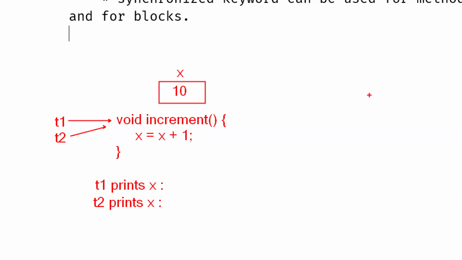That we don't know. Suppose T1 is picked up first, then T1 will execute the instruction X is equal to X plus 1. 10 plus 1 is 11. Correct? After T1, if T2 gets the chance, then T2 executes X is equal to X plus 1. What's the answer? 12. Because X is already updated now. So 11, 12.